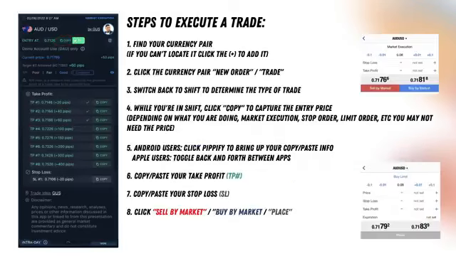The next step is to copy your take profit or your TP number, paste that into MetaTrader, toggle back and copy your stop loss, paste that into MetaTrader, and then you are going to click sell by market or buy by market, and that's it, you're done. Feel free to screenshot so you have these steps for later.